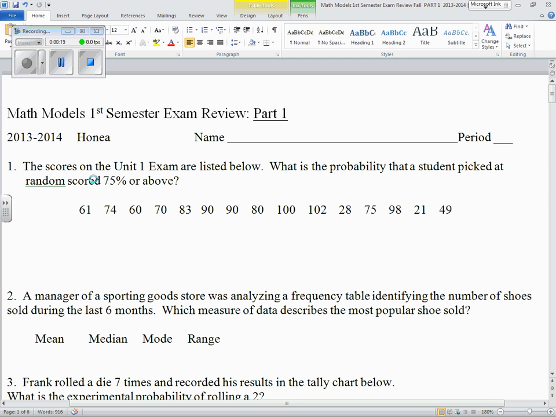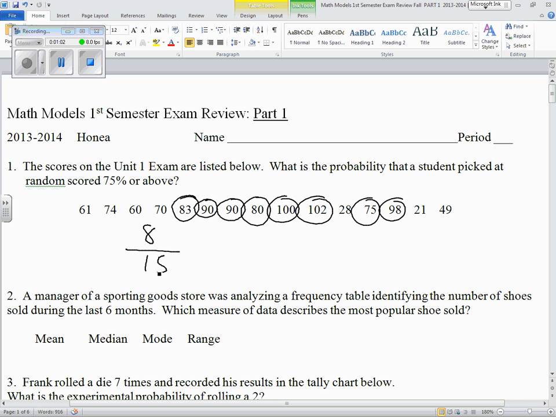So if they're going to score a 75 or above, we need to figure out how many of these score a 75 or above. So we have an 83, we have a 90, 2 90s, an 80. All of these are 75 or above. So how many is that? Okay, so 8 out of how many total? So 8 out of 15 scored a 75 or above.